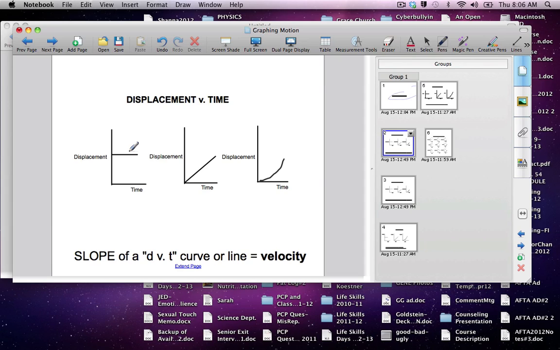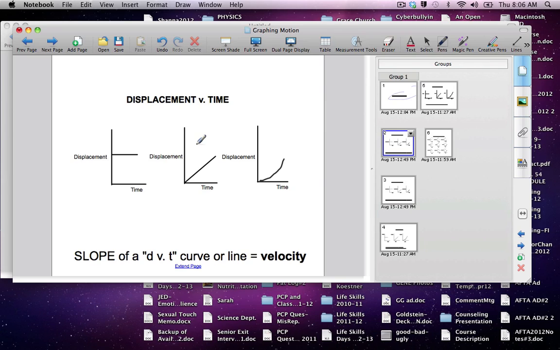In the second graph, take a look, give it some thought. So if you determined that the object was indeed moving and that its displacement was changing at the same rate over time, hence a straight line, you're correct.